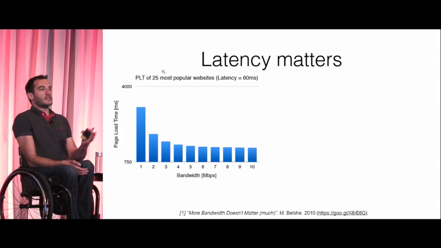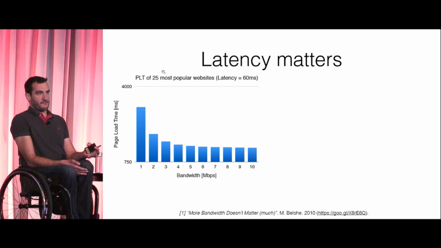So let me first start with why latency actually matters. The number one metric that we mostly use to advertise and measure our internet connectivity is the bandwidth. But how much does the bandwidth actually matter in terms of user experience? There was a study in 2010 that measured the page load time of the 25 most popular websites when the latency is fixed at 60 milliseconds and the bandwidth varies from 1 to 10 megabits per second. The study has shown that when the bandwidth increases from 1 to 2, there's a significant benefit in terms of page load time. However, when the bandwidth increases beyond 5 megabits per second, the benefit in terms of page load time is basically non-existent, it's marginal.